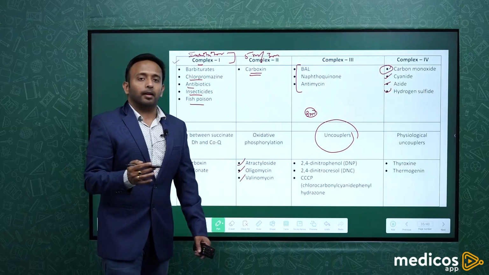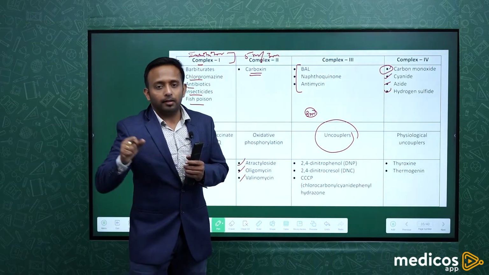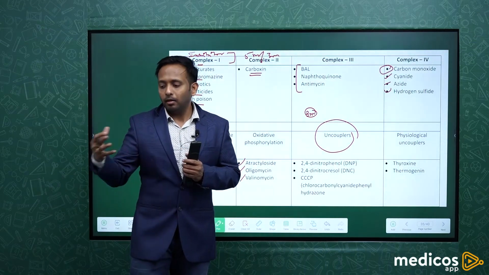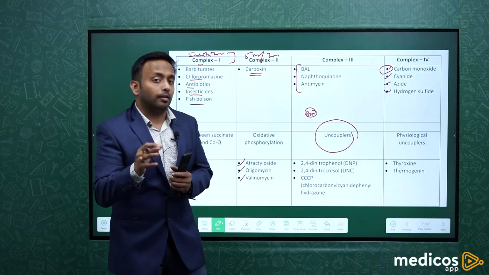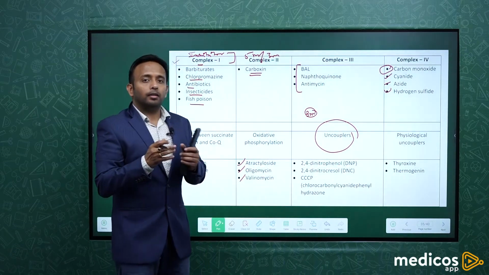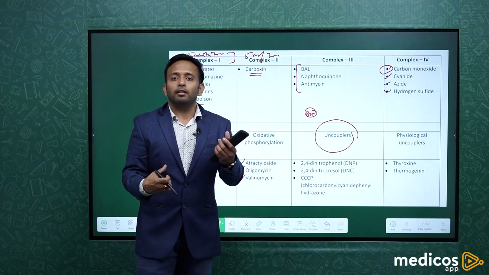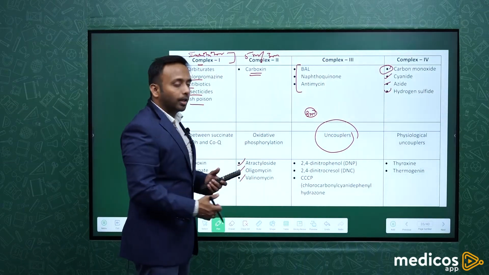So what are the uncouplers? I told you oxidative phosphorylation is a coupled reaction where oxidation occurs in parallel with phosphorylation. The whole electron transport chain is helping to synthesize ATP. Now what are we doing? We are uncoupling. Oxidation is happening but phosphorylation is not taking place. So there is an uncoupling between these two mechanisms, and they are called uncouplers.